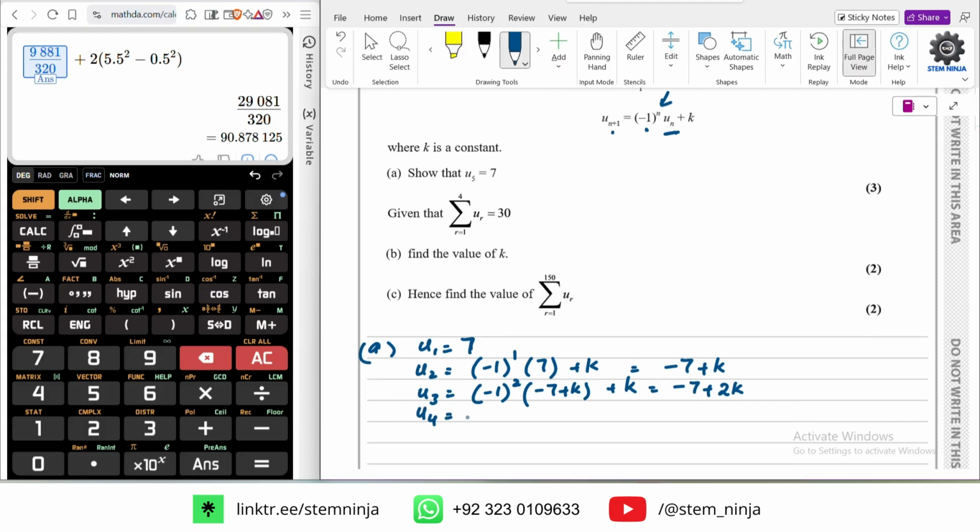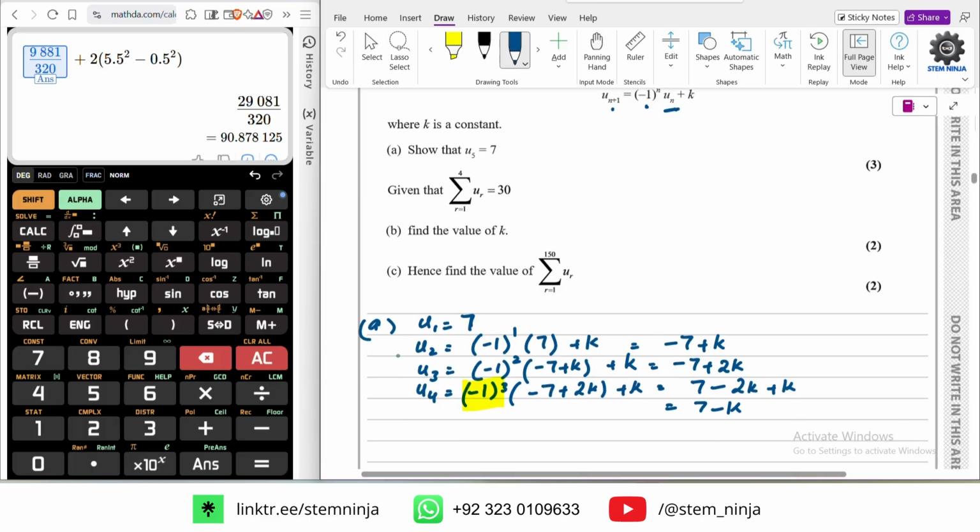u4 is going to be minus 1 cubed times minus 7 plus 2k plus k. So you see this would become minus 1. So minus 1 whole cubed is minus 1. So minus 1 times the bracket is 7 minus 2k plus k, which can be simplified to 7 minus k.